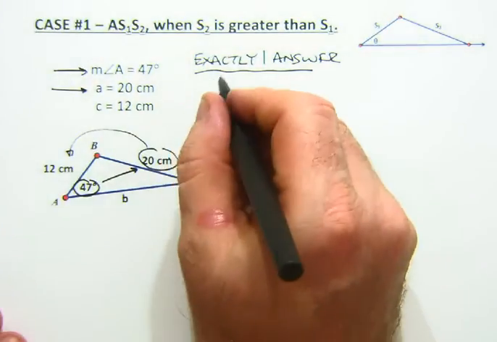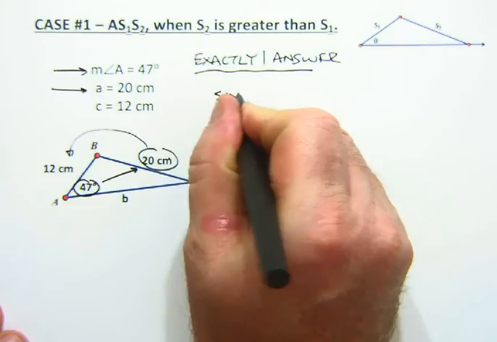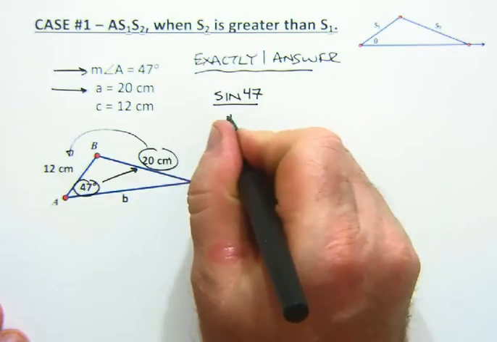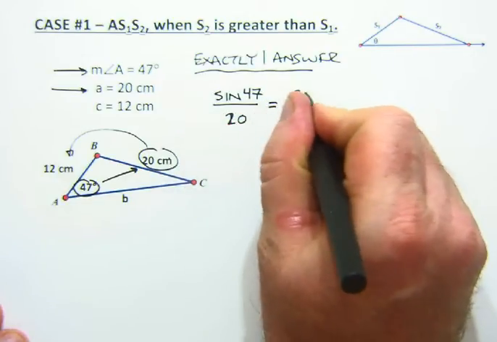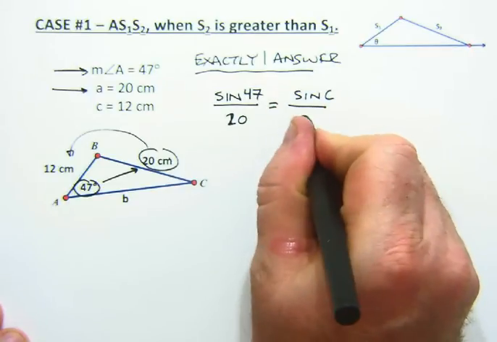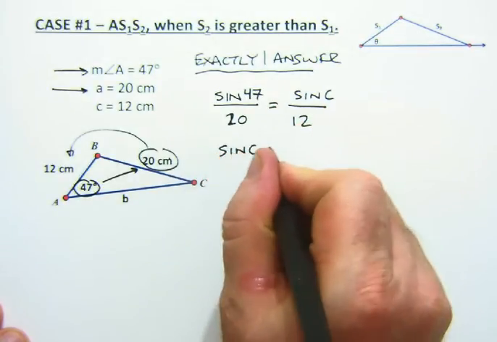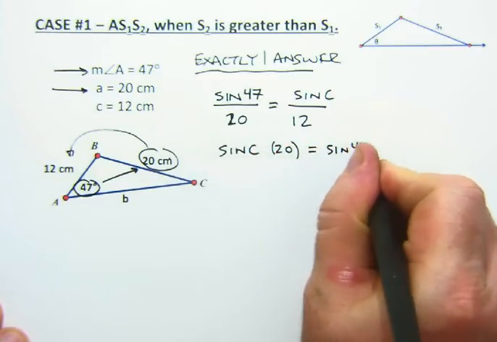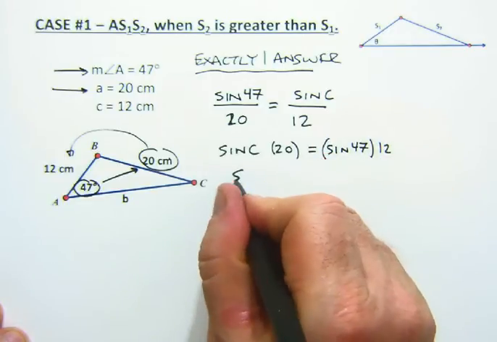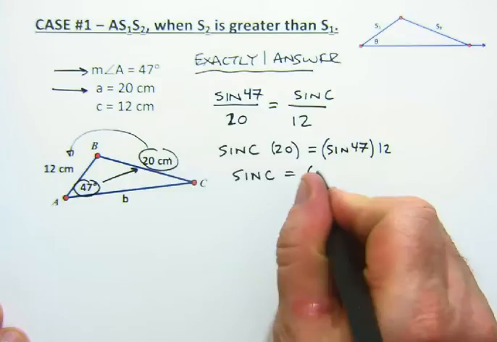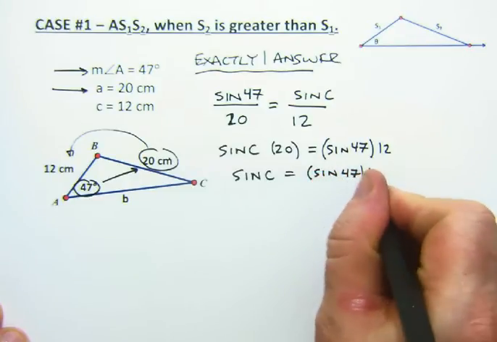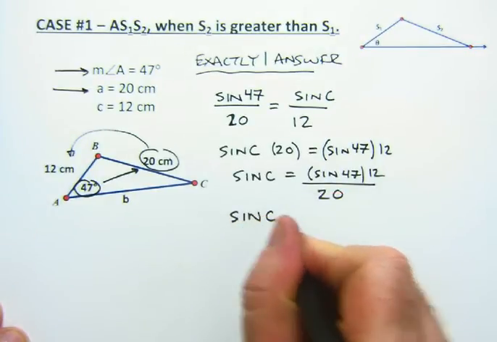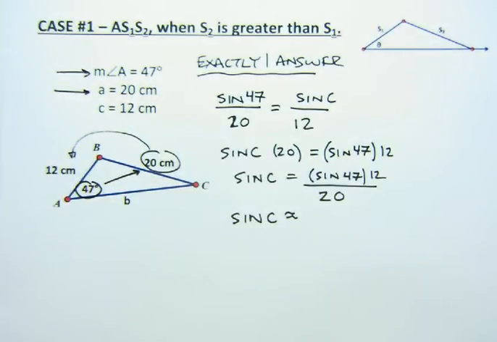So we can just solve this like any law of sines problem. The sine of 47 is to 20, as the sine of C is to 12. When we cross multiply, we get something that looks like this. When we divide both sides by 20, we get the sine of 47 is to 12 over 20. And the sine of C comes out to be a decimal approximation.